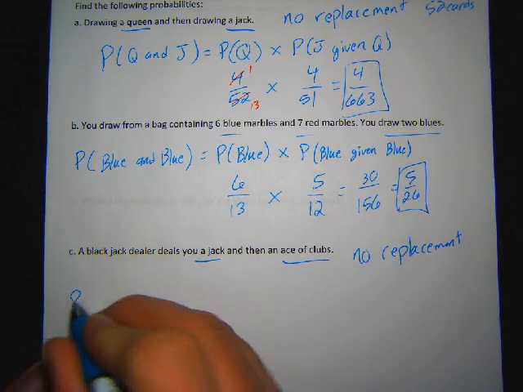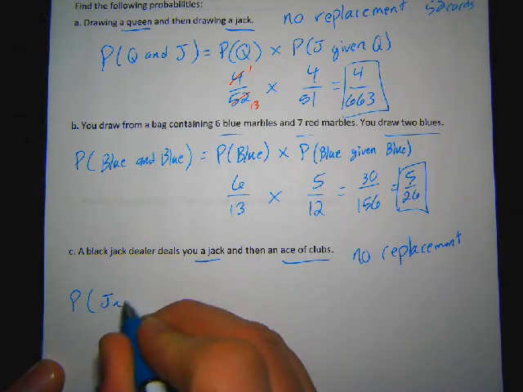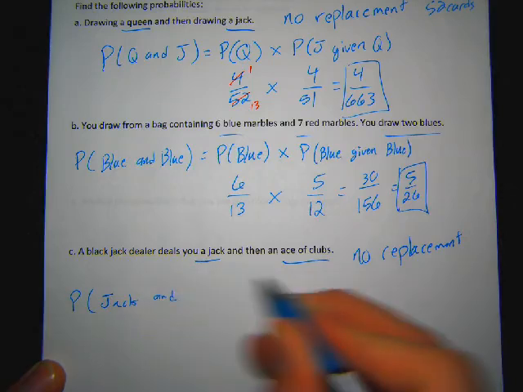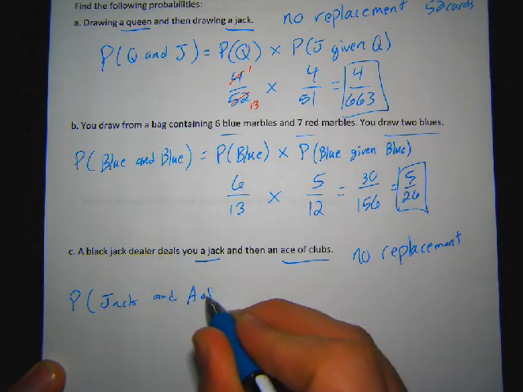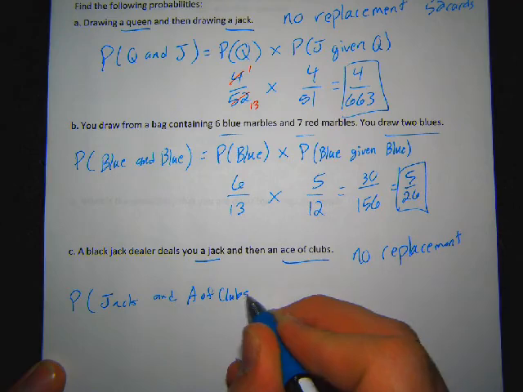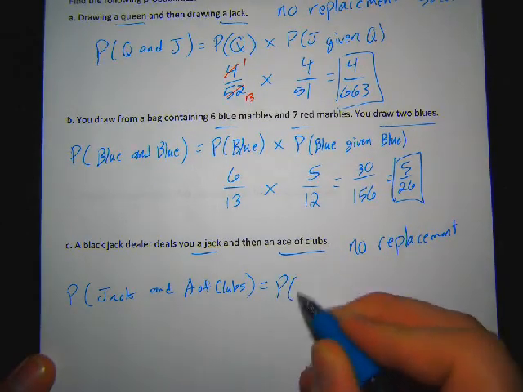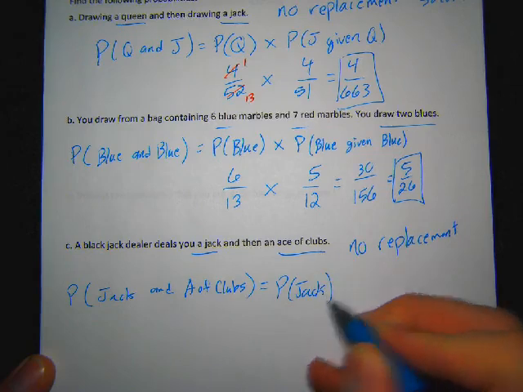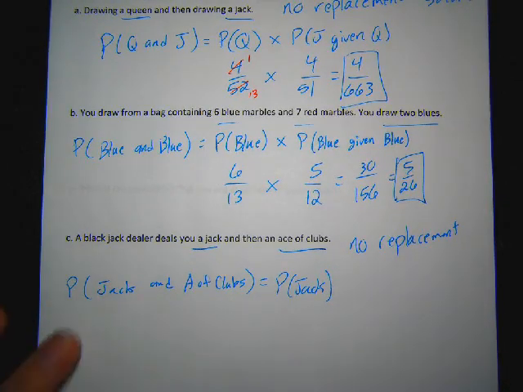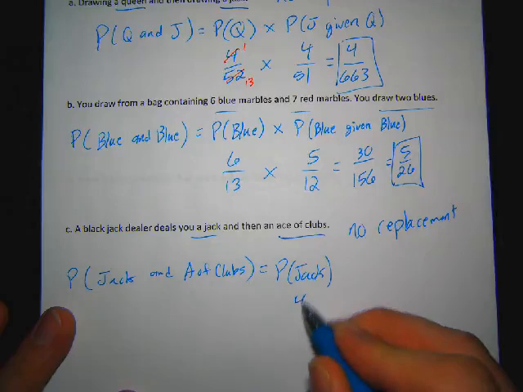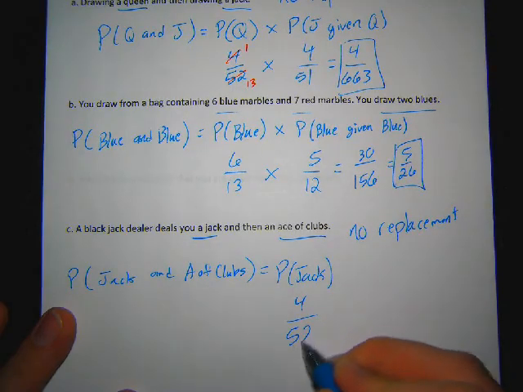So we're trying to find the probability of getting a jack, and then ace of clubs. So we'll just do ace of clubs like that. So first off, I'm going to find the probability of a jack. No problem. Not a big deal because it's just a jack by itself. Okay, there's 4 jacks. Standard deck has 52 cards.